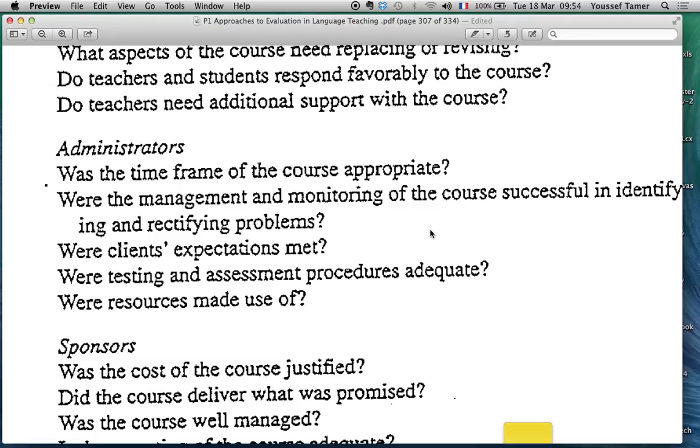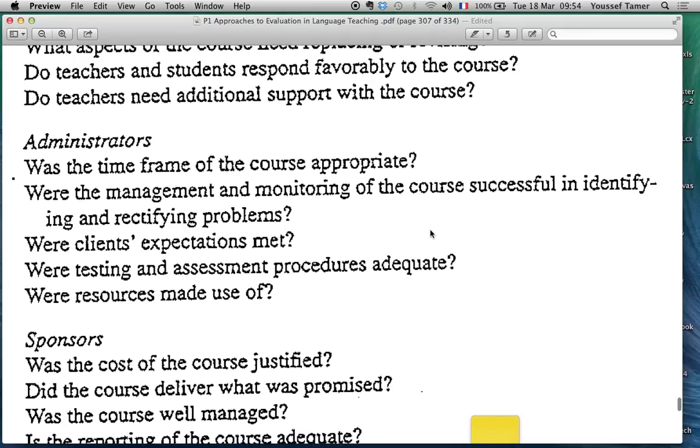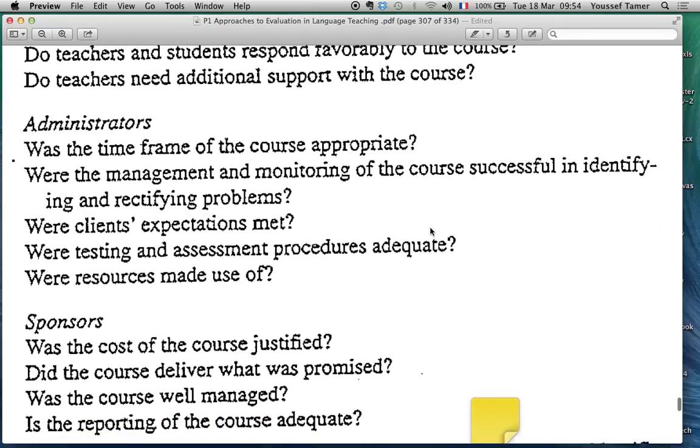Administrators, was the time frame of the course appropriate? Talking about the pacing. Were the management and monitoring of the course successful in identifying and rectifying problems? Okay, so the management and monitoring. Were clients' expectations met? Were testing and assessment procedures adequate? Were resources made use of? That you say they were used. Okay, the resources, the logistics.